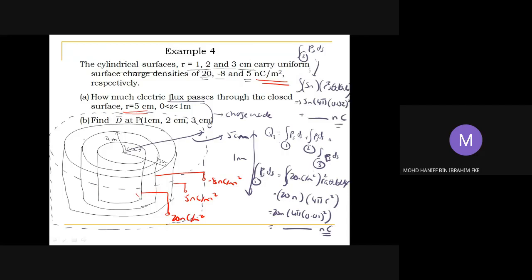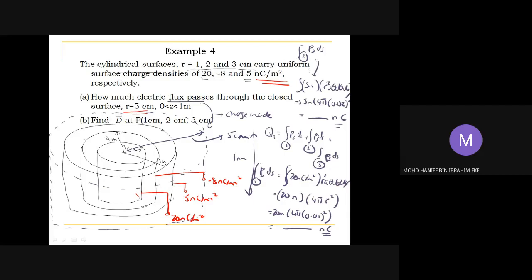Do the same thing for surface number 3, and you need to add them together. That will give you the total charge enclosed by this particular closed surface, and that should be equal to the flux passing through the closed surface. So the basic idea is, to find the flux leaving the surface, you must first find the charge inside the surface. That will be your flux amount, because flux and charge are the same thing. Does that answer the questions for part A? Any questions?